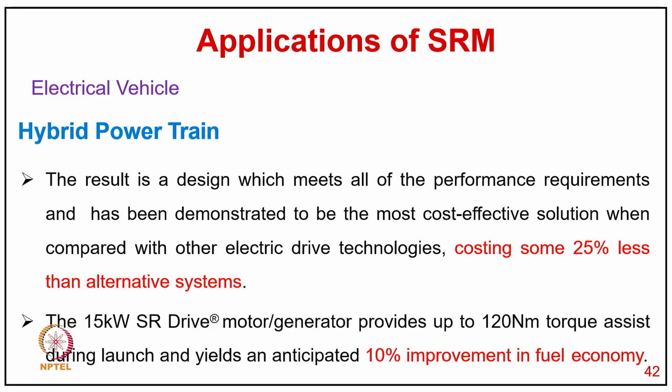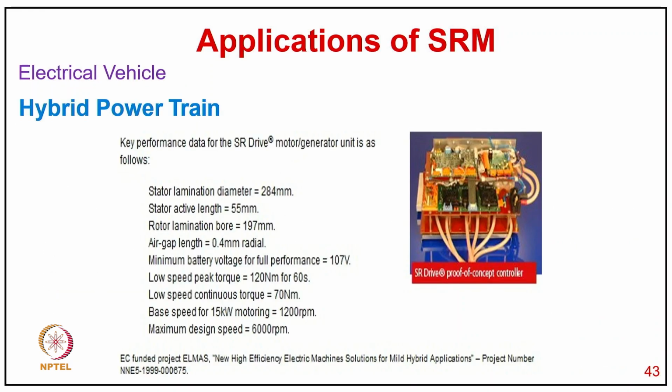So, this hybrid powertrain, the result is a design which meets all the performance requirements and has been demonstrated to be the most cost effective solution when compared with other electric drive technology, costing some 25% less than alternative systems, and a 50 kilowatt SR drive motor generator provides up to 120 Newton meter torque assist during launch and yields an anticipated 10% improvement in fuel efficiency, fuel economy.